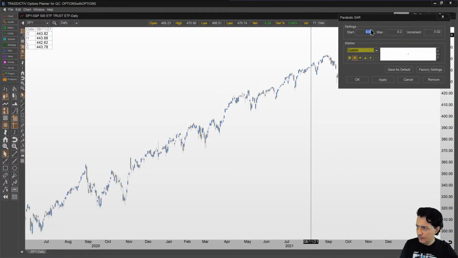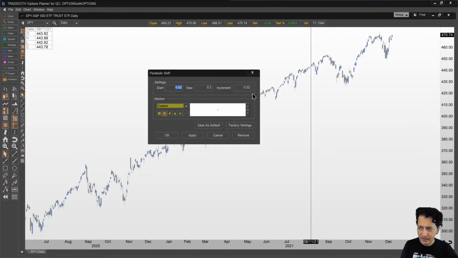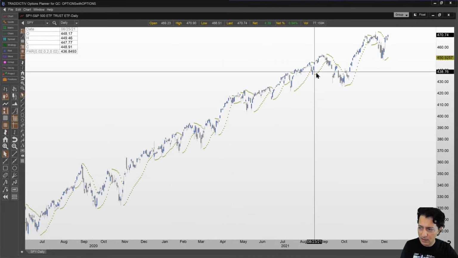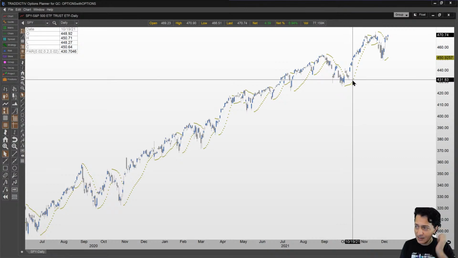Parabolic SAR comes with specific settings. We can talk about this later on. It also comes with a marker where you can change the color. You can also change its symbol. So far, I'm just going to leave it as it comes, based on the default settings from factory. If I click OK, here is your Parabolic SAR, where you can see all those dots that are being plotted at this moment in time.